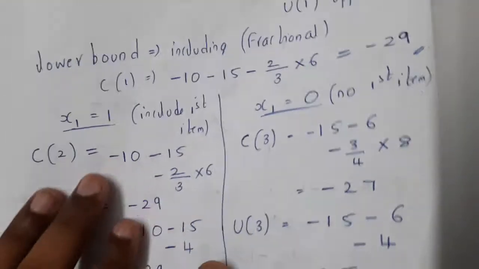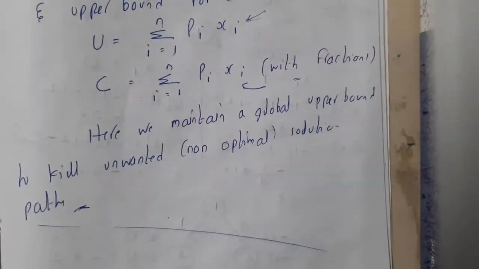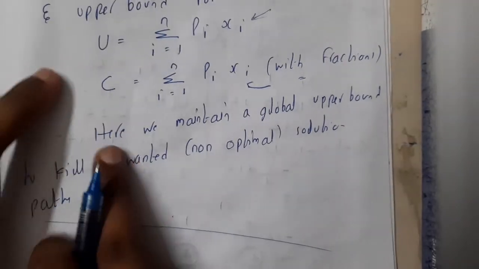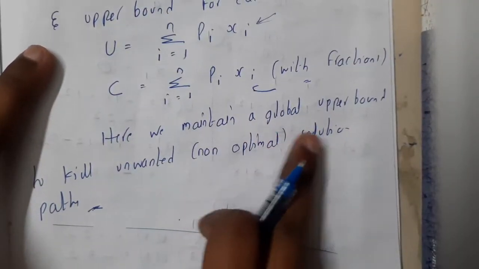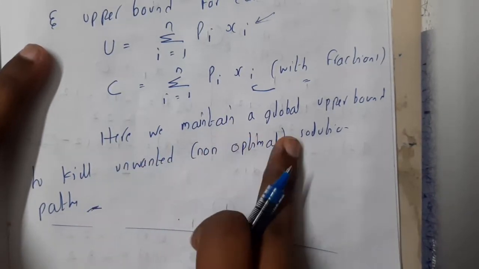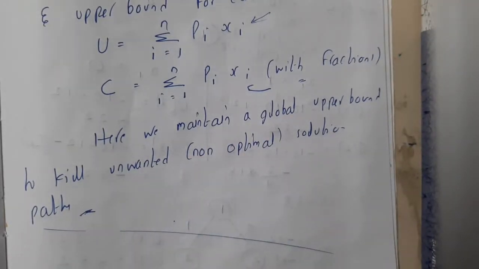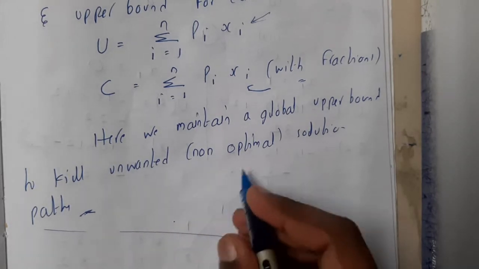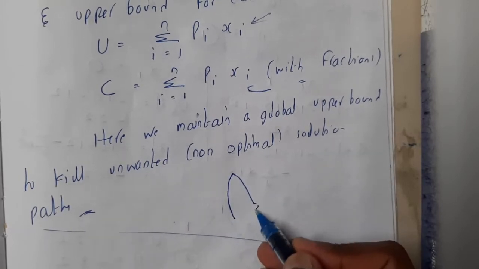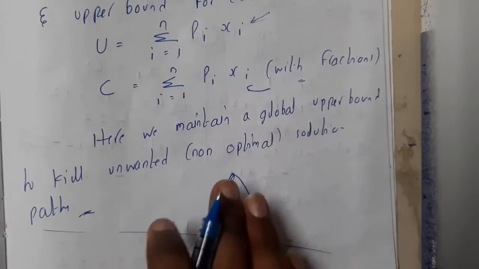This is one of the most important points. Even in the previous method we stored this, but in textbooks and most places it is not written that we compare against it. Here we maintain a global maximum, or global upper bound, to kill the unwanted non-optimal solutions. Assume a path is already giving you more profit than your current path; then you need to avoid the current path. Like if you are going through this path and another path is already giving 10 times more profit, you can just avoid this path and continue with the other one.